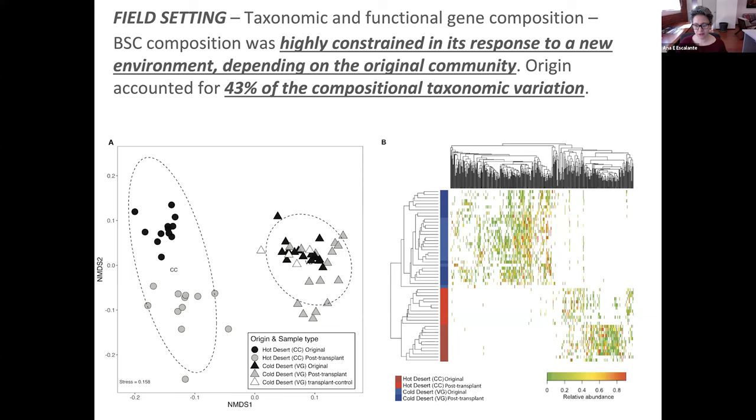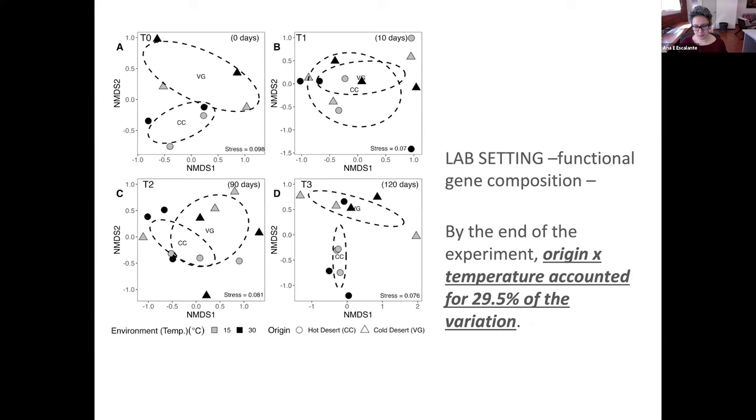in the vertical part, you see the samples that are color-coded for cold deserts in blue. The dark is the original samples, and the light is the post-transplant experiment. The same thing for the red. The red is for the hot desert. So you can see a clear separation in composition in terms of OTUs between hot and cold deserts, and the composition is actually mixed between original and post-transplant for the cold desert, and not so mixed for the hot desert.